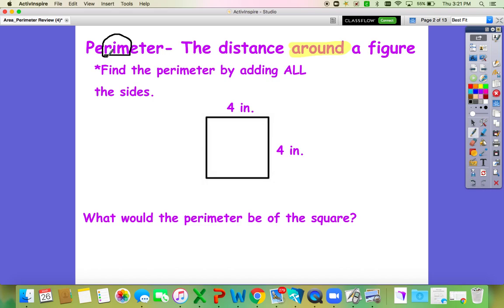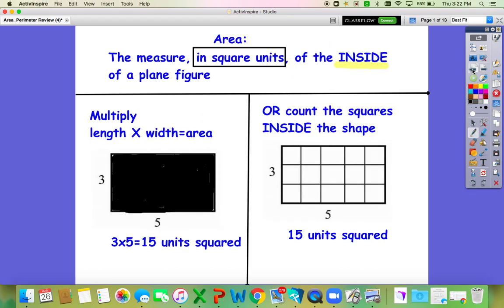If I notice inside the word perimeter, I see the word rim. Rim meaning the outside. The rims of a car are outside of the car. That is just one way that I like to remember it. Going back to area, area is the measure in square units of the inside of a plane figure.